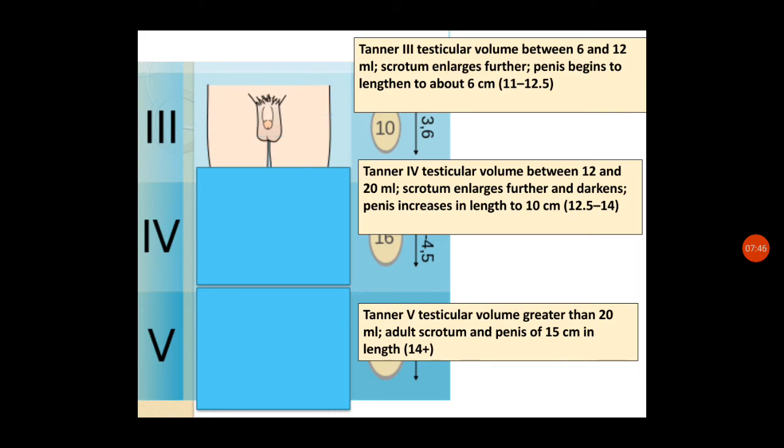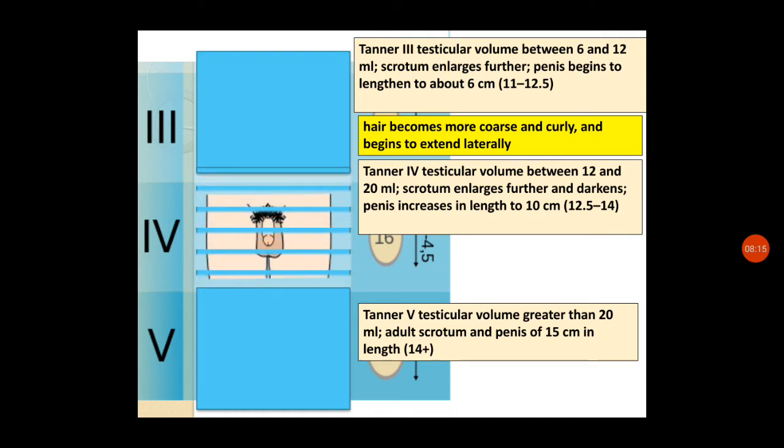In Tanner stage 3, the testicular volume is between 6 and 12 ml. The scrotum enlarges further, and the penis begins to lengthen to about 6 cm. Now the penis size is increasing up to 6 cm, and the testicular volume is 6 to 12 ml. Then the hair will be more coarse and curly and begins to extend laterally. So that's about the pubic hair.